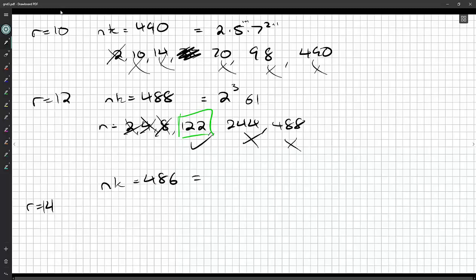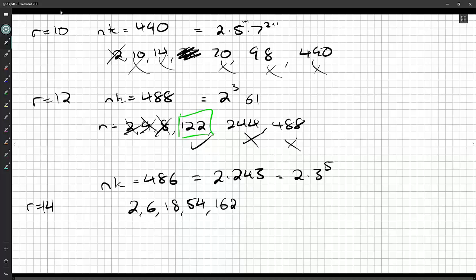What are the factors of 486? So it'll be 2 times 243, and that's 2 times 3 to the 5. N needs to be a multiple of 2, so we could have 2, 6, just multiply powers of 3 by 2. So 18, 54, 162, and finally 486. Divide each of them by 14. We should get a remainder of 2. This is not one that does.